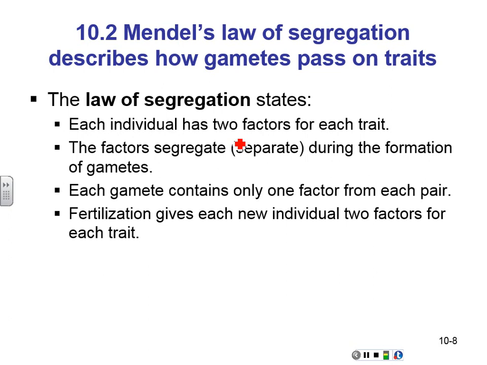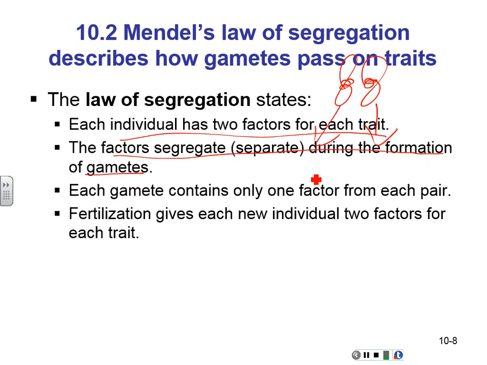What's interesting is he put together these laws of segregation, and we just went over this with mitosis and meiosis. We know this to be true. Each individual has 2 factors for each trait. Well, we each have 2 chromosomes for each trait. The factors separate during the formation of gametes. They might copy themselves, but eventually we have 1 in egg and 1 in sperm, depending on male or female. Each gamete contains only 1 factor from each pair.